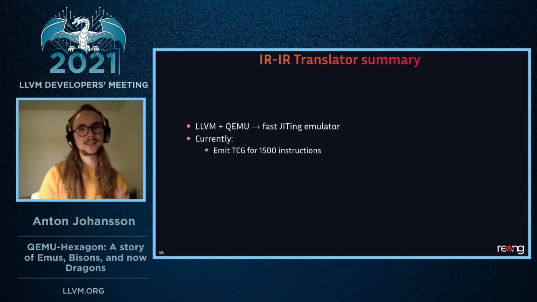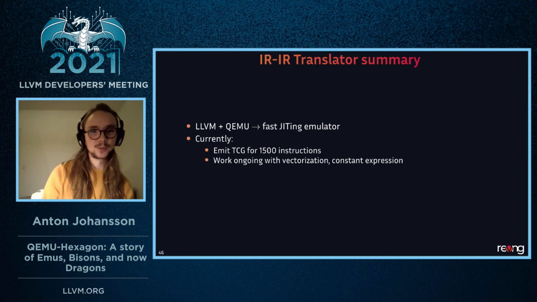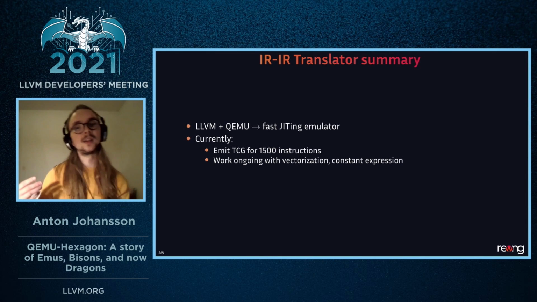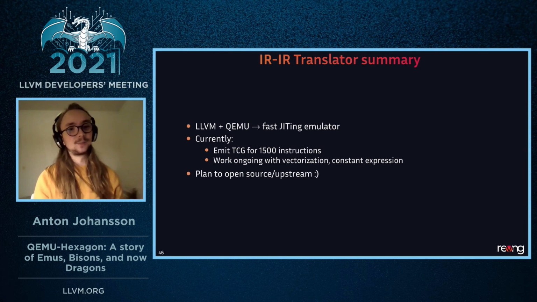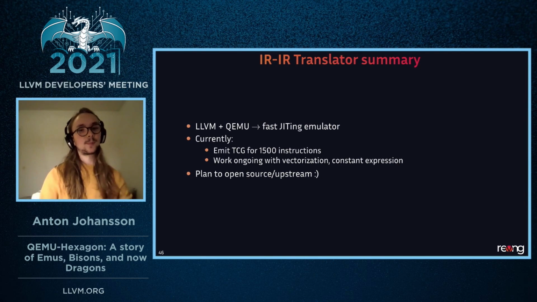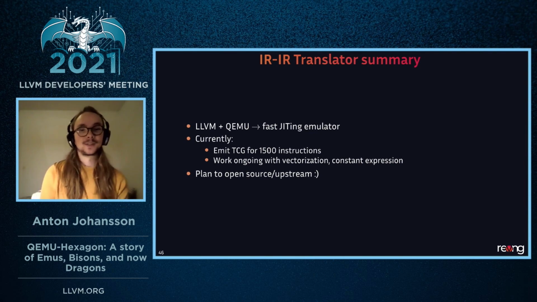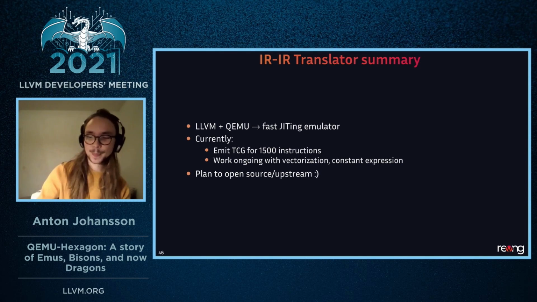Currently the code we output isn't as efficient, and there are a few reasons for this that we're digging into. We're looking currently at vectorization, as I mentioned, and also at the handling of constant expressions, which we didn't talk about here, but it's pretty interesting. And last but not least, we plan to open source all of this work in collaboration with Qualcomm, so it can hopefully be useful to the broader community.